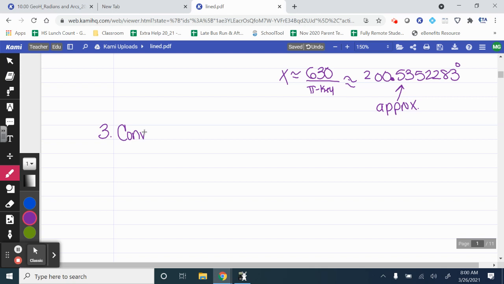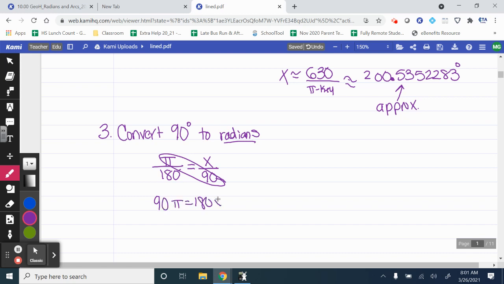All right, number 3. Now we're going to convert from degrees to radians. So convert 90 degrees to radians. Whenever you're converting degrees to radians, that's when you're going to use your proportion. So we're going to do pi over 180, same exact proportion. This time I'm looking for the number of radians, so I'm going to call that x, and 90 degrees goes across from my 180 degrees. Again, we're going to cross multiply, so I get 90 times pi equals 180 times x. To solve for x, I'm going to divide by 180.